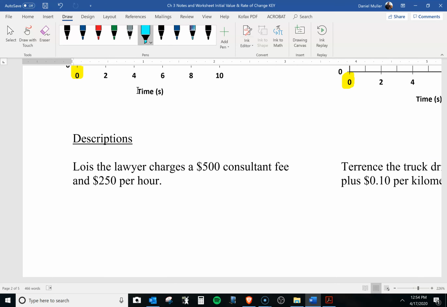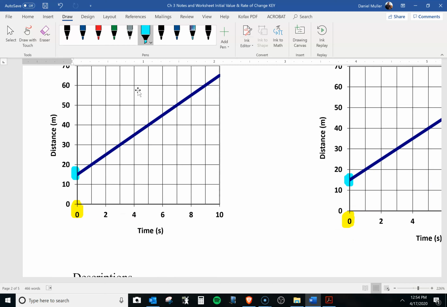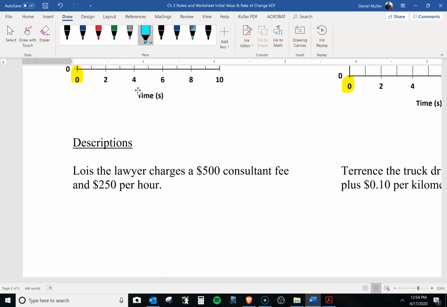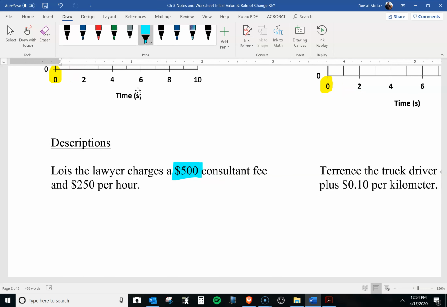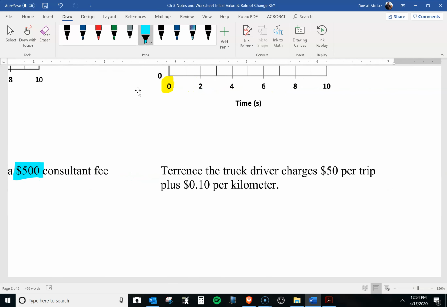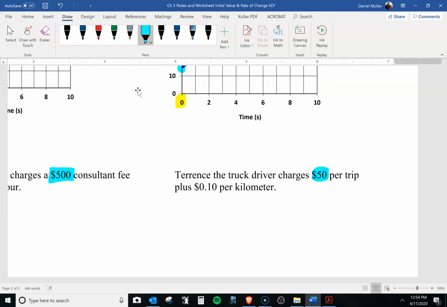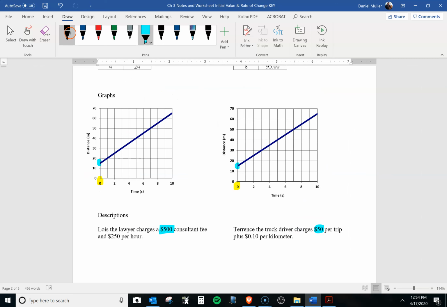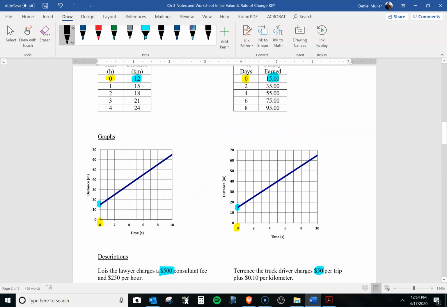Here, this one's not so obvious, but at time 0, like we have done no time, what is the initial value? Well, they charge $500 just initially, and then there's something per hour. Or here, there's this truck driver and they charge $50 initially. So those are all of our initial values, and that's what I'm going to write down.